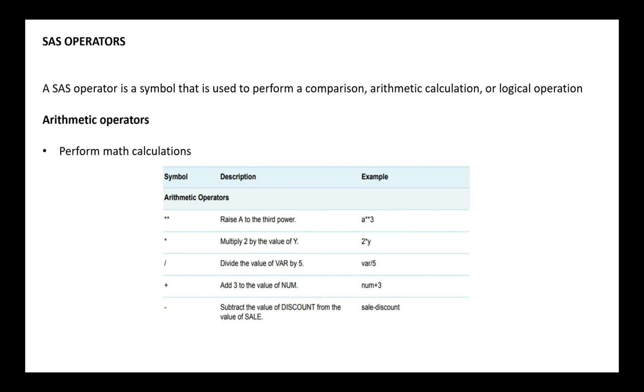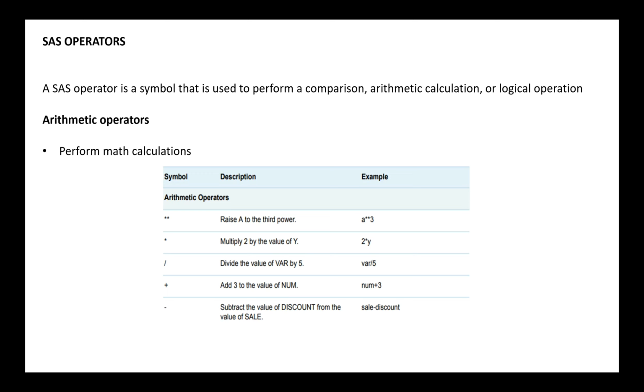Hi, welcome to this section of the course. In this section, we are going to be learning how we can use SAS operators. But first, let us understand what a SAS operator is. A SAS operator is simply a symbol that we use to perform calculations or do comparisons or some logical operations. Arithmetic operators are simply used to perform math calculations.